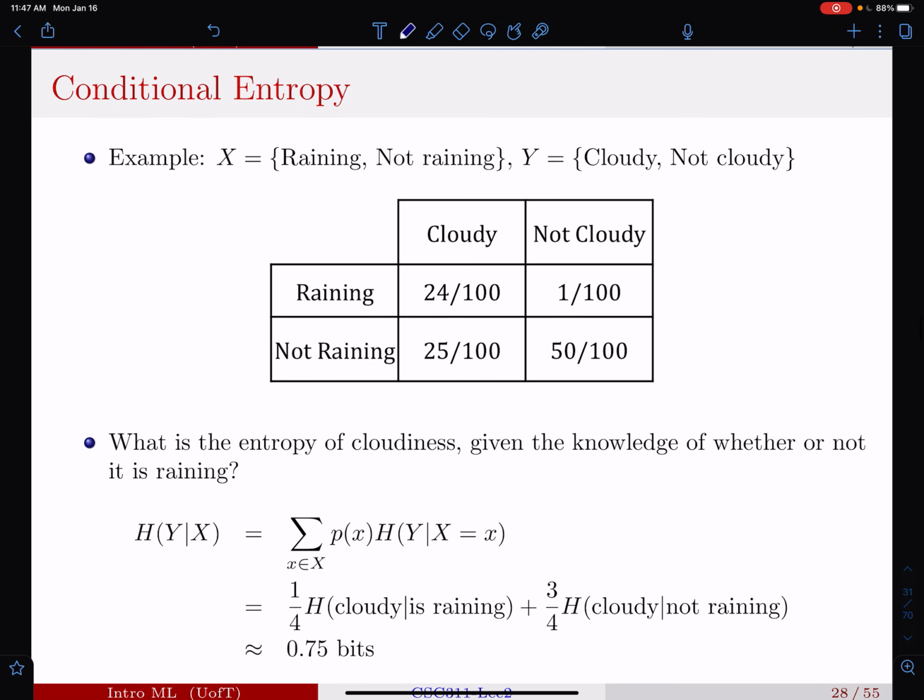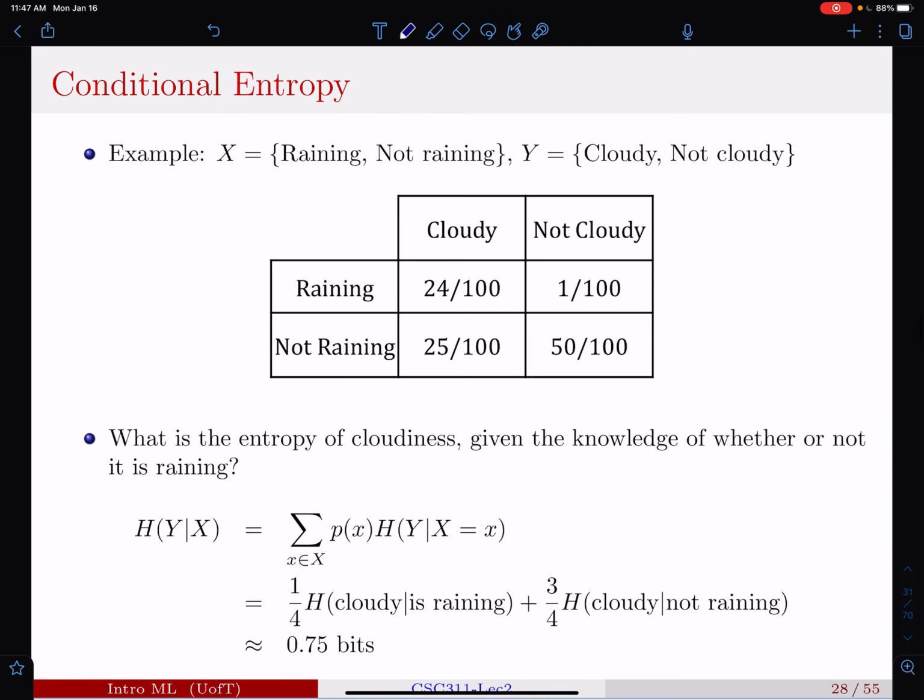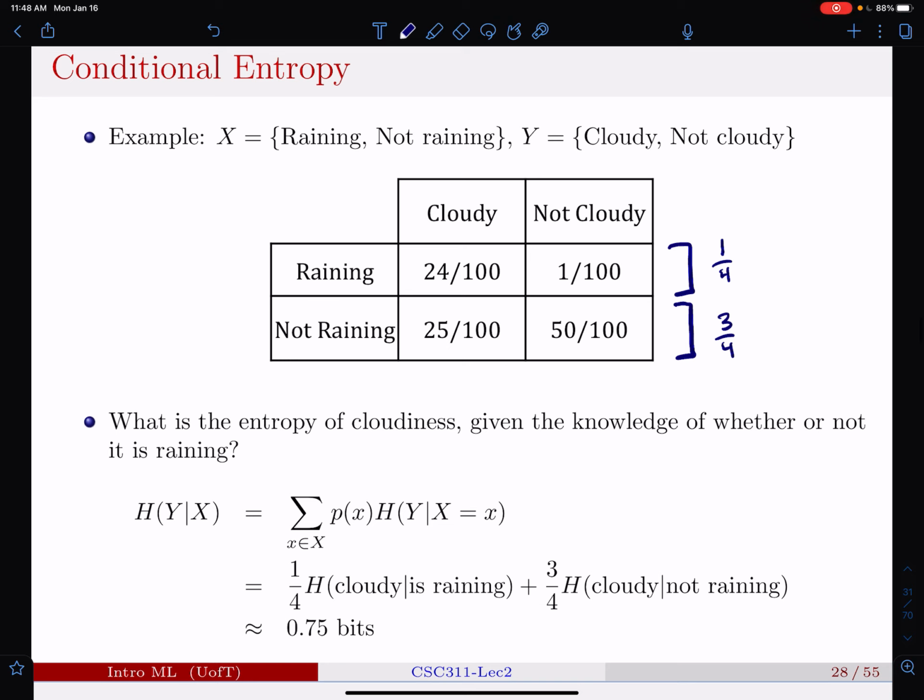So the way we're going to use this is, what is entropy of cloudiness given the knowledge of whether or not it's raining, right? So you want to figure out the raw probabilities it's raining or not. So this is going to be 1/4, and this is 3/4. And the way we calculate the conditional entropy in this case is we want basically 1/4 times the entropy of cloudy given it's raining, plus 3/4 times the entropy of cloudy given it's not raining.